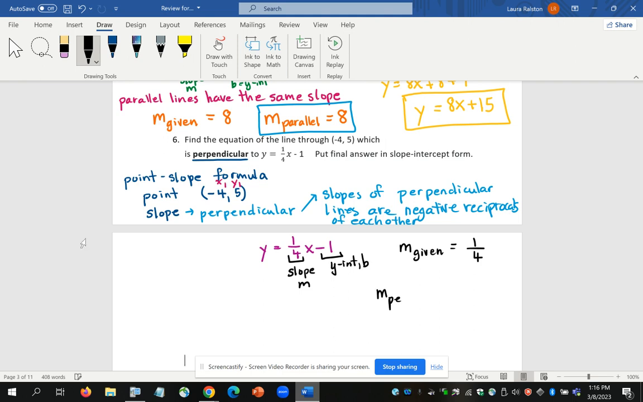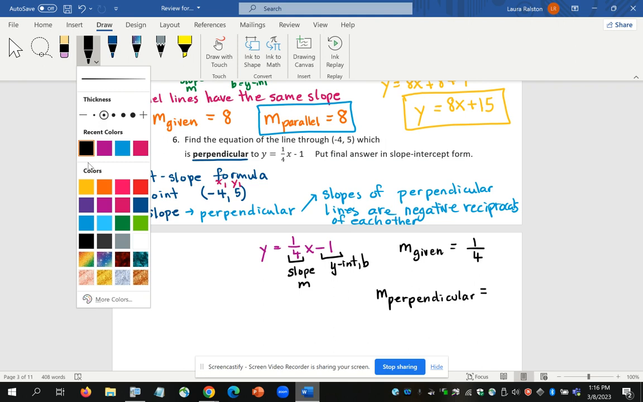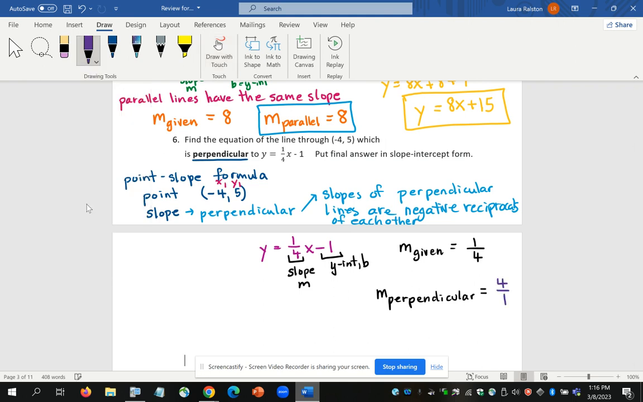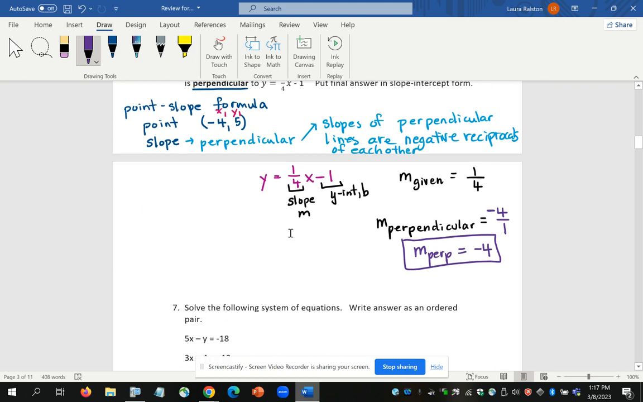The slope of the perpendicular line is going to be the negative reciprocal. Okay, the idea of a reciprocal means you're going to flip it over. Okay, so I'm going to flip that value over. So it's going to become 4/1, and then the negative means I'm going to change the sign. So it was originally positive. I'm going to make it negative. So ultimately, the perpendicular slope is -4. And that's the value that I need to use in the point slope formula to find the equation of the line.